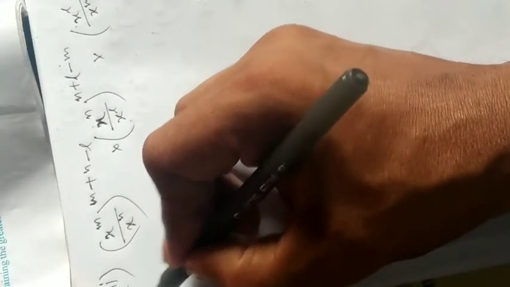Question number 3. x to the power m by x to the power n, to the power m plus n minus l, into x to the power n by x to the power l, to the power n plus l minus m, into x to the power l by x to the power m, to the power l plus m minus n. It is the left hand side.